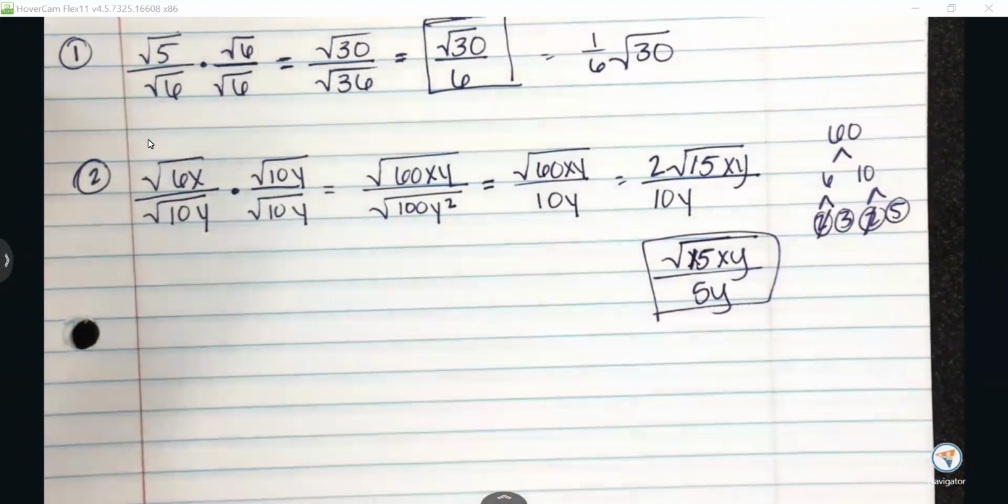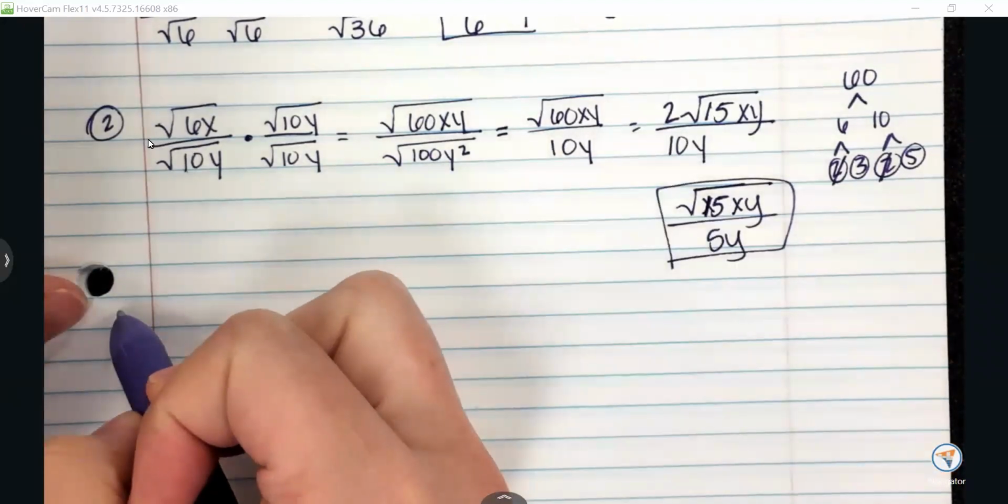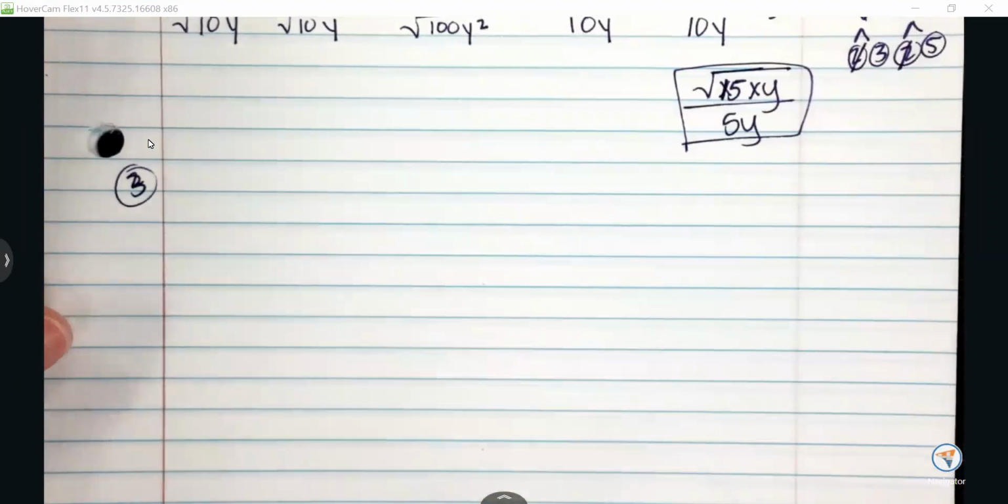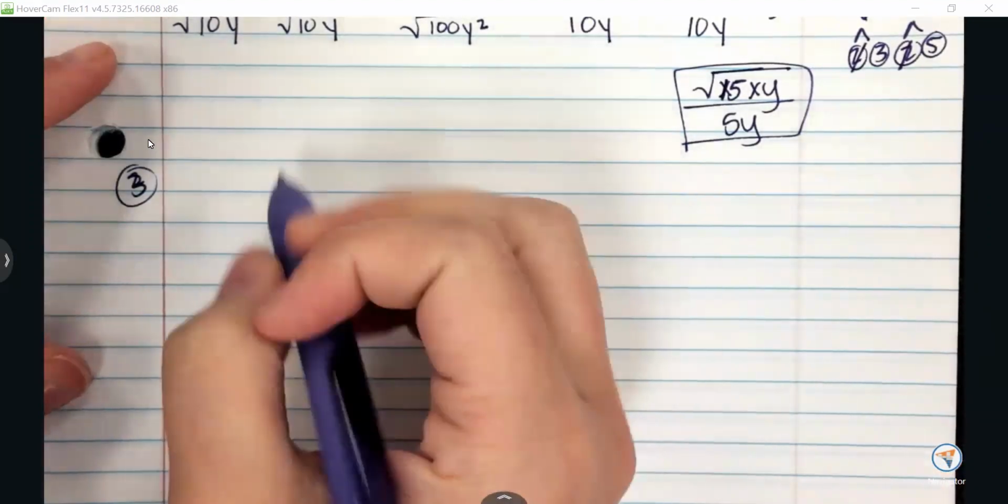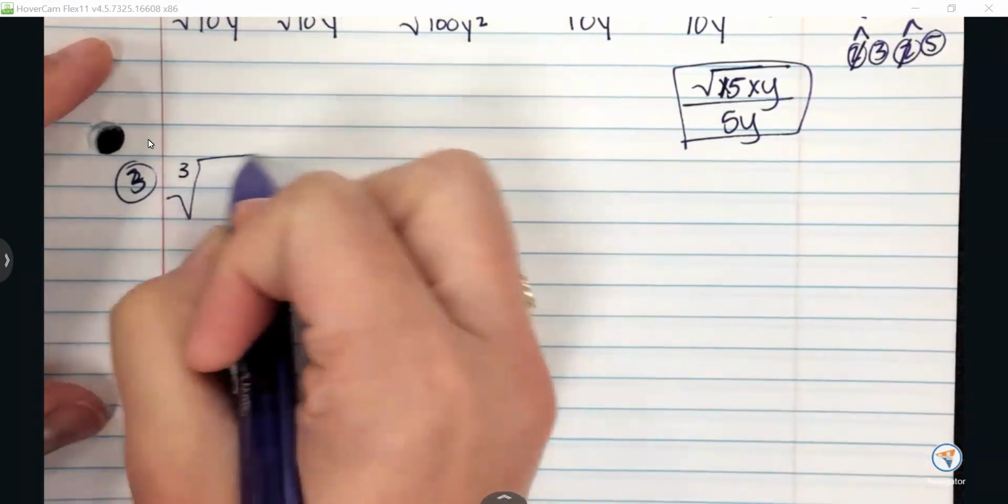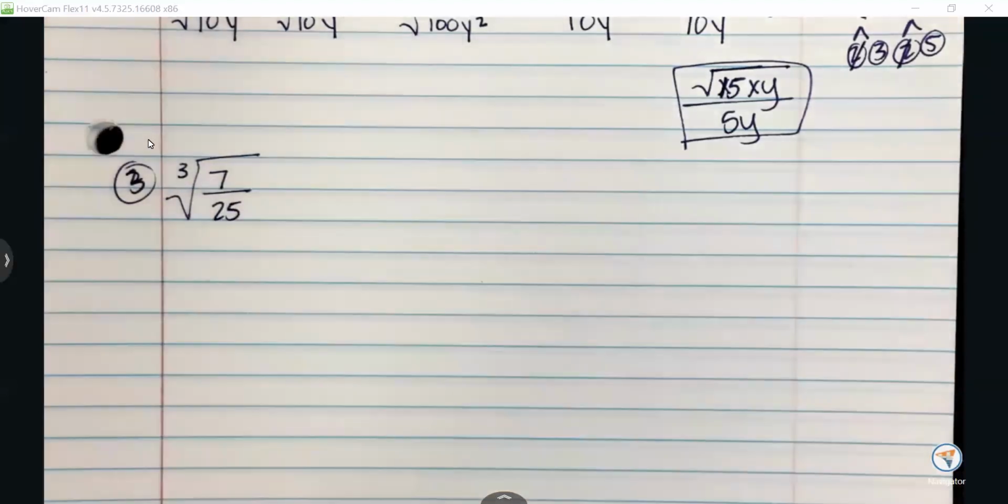Okay. All right, so let's look at what happens if it's not a square root. So if I have the cube root of 7 divided by 25.